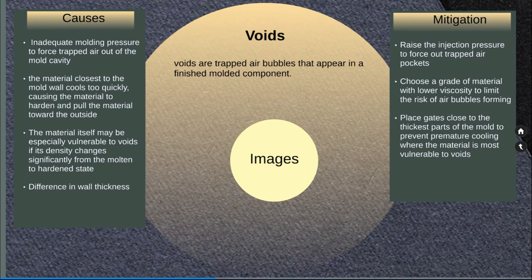So what are the mitigations to avoid the voids? Raise the injection pressure to force out trapped air pockets. Next is choose a grade of material with lower viscosity to limit the risk of air bubbles forming inside. The last is place gates close to the thickest part of the mold to prevent premature cooling where the material is most vulnerable to voids.